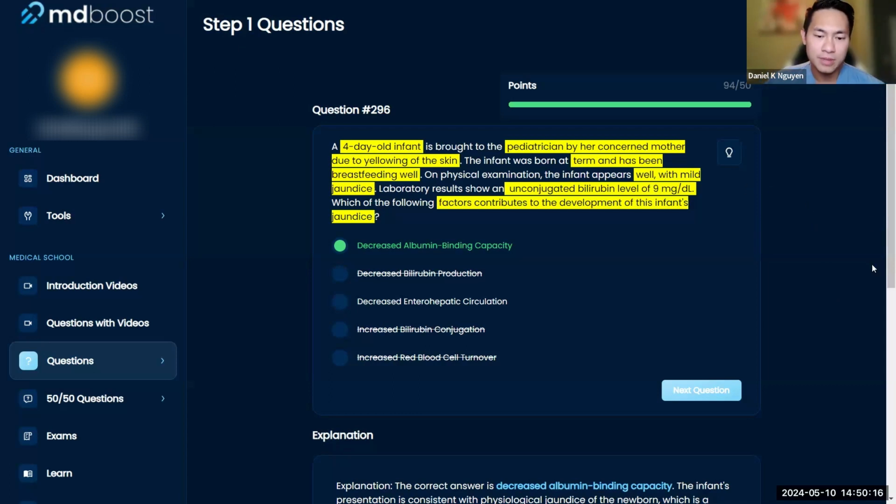Okay, so that's why they call it physiological, because all kiddos have this issue. Whether they have a little bit more or a little bit less will determine whether they get jaundice or not.